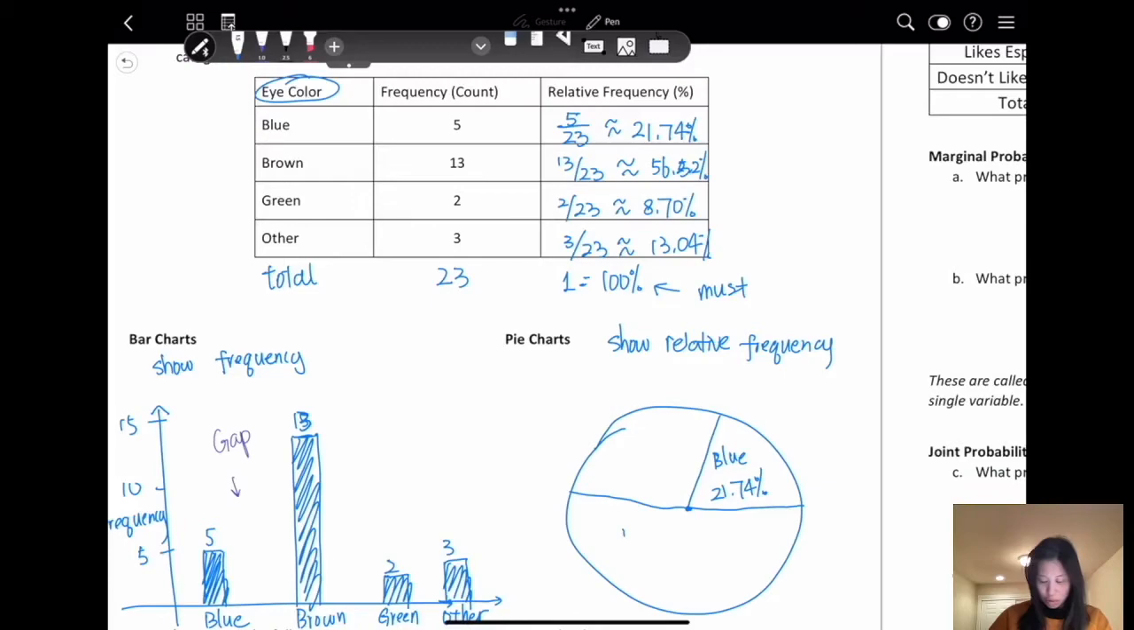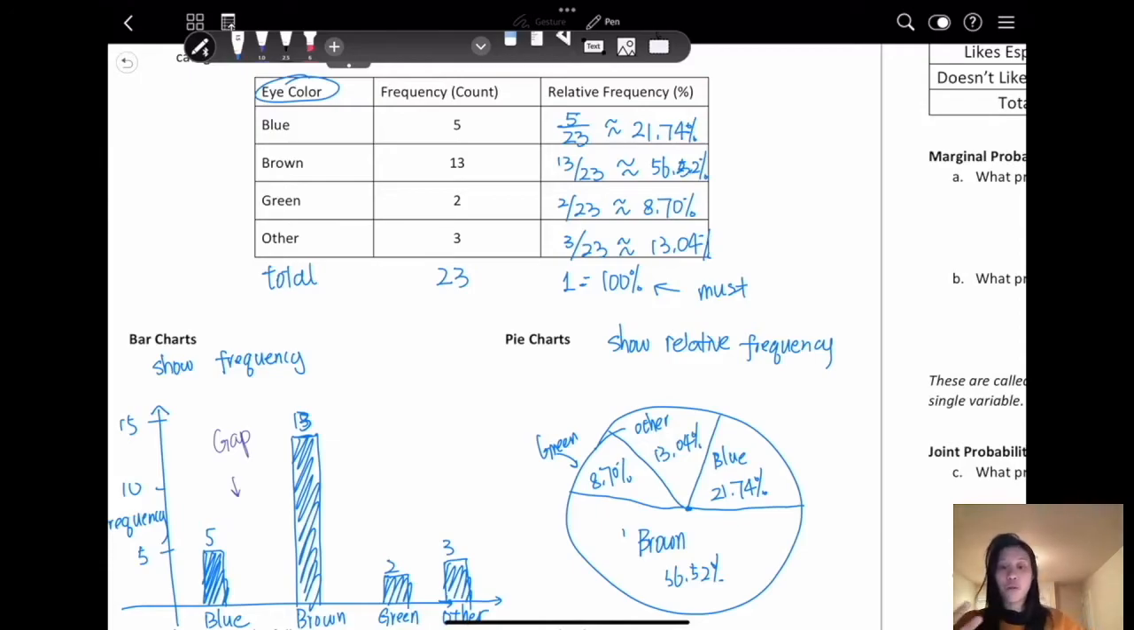So maybe here, you also need to label it. So I have brown eyes, 56.52%. And then we have green eyes and other. Green eyes would be here, 8.7%, that's green eye. And others make up 14%. So that's the pie chart. Also, I'm going to teach you how to do it on a spreadsheet.